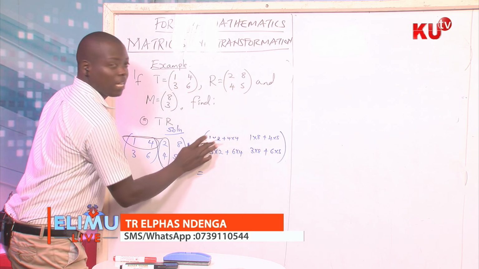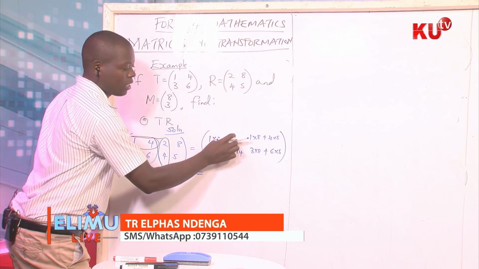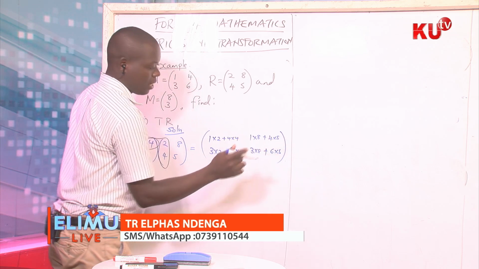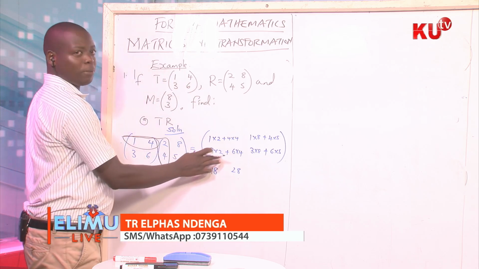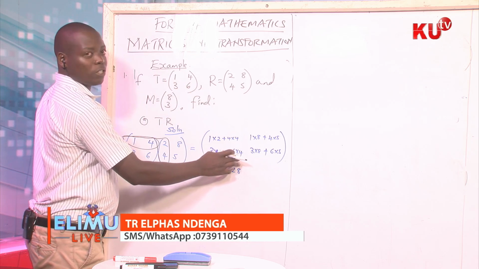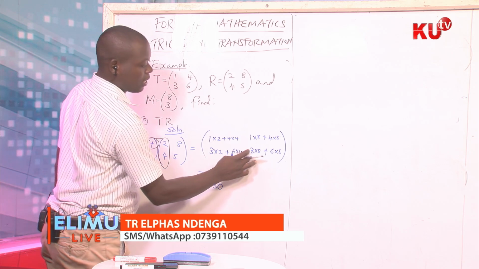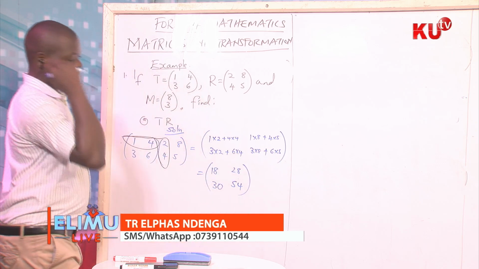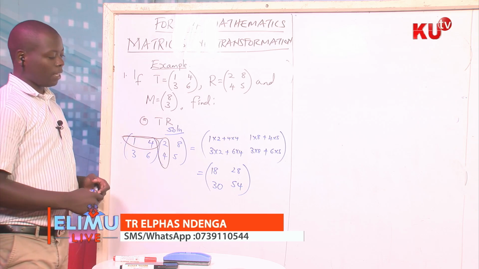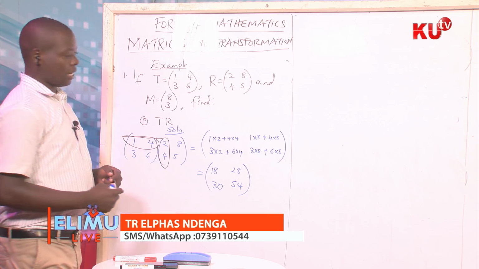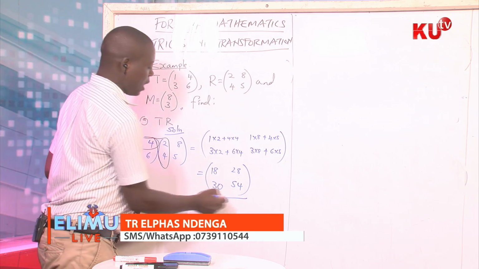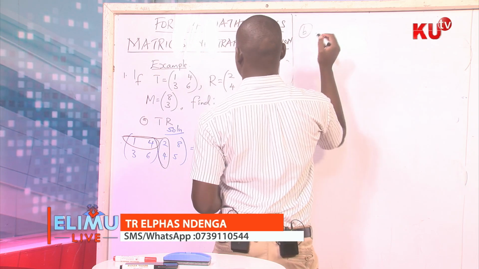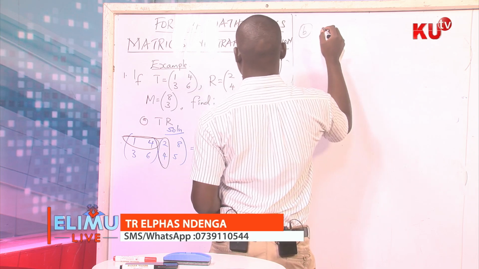So this will be 1 times 2 is 2, 4 times 4 is 16, so 16 plus 2 is 18. 1 times 8 is 8, 4 times 5 is 20, the sum is 28. 3 times 2 is 6, 6 times 4 is 24, the sum is 30. 3 times 8 is 24, 6 times 5 is 30, the sum is 54. Therefore, our matrix TR is 18, 28, 30, 54. That is our product of TR, students. And you ensure you enclose the matrix in brackets, to adhere to the rule of writing matrices.